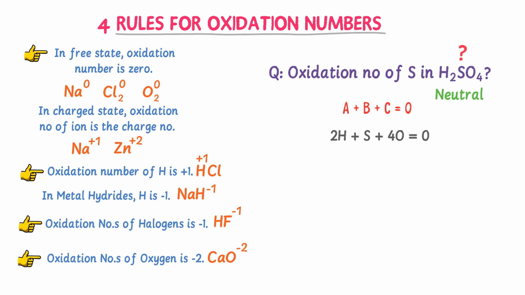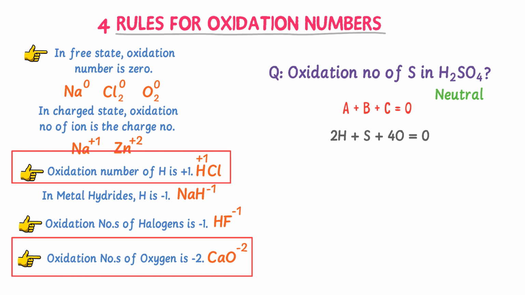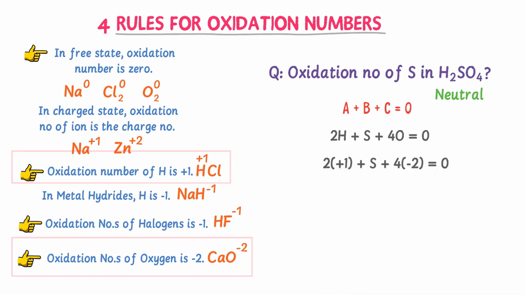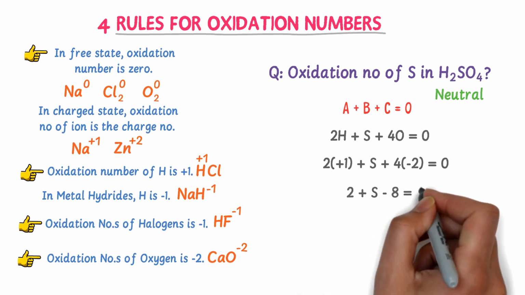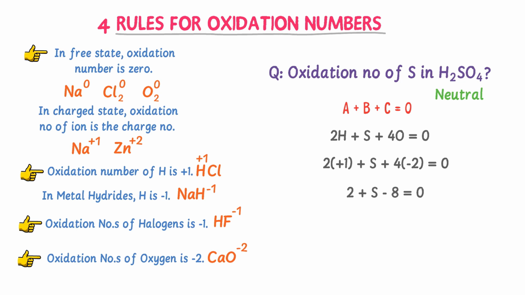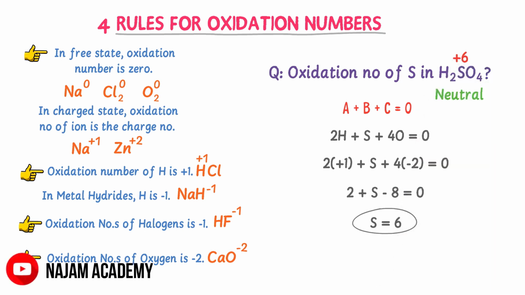We are asked to find the oxidation number of sulfur, hence it is our subject. We know that the oxidation number of hydrogen in its compound is +1 and that of oxygen is -2. So I get 2 into +1 plus S plus 4 into -2 is equal to 0. Or 2 plus S minus 8 is equal to 0. Or S is equal to +6. So the oxidation number of sulfur is +6.